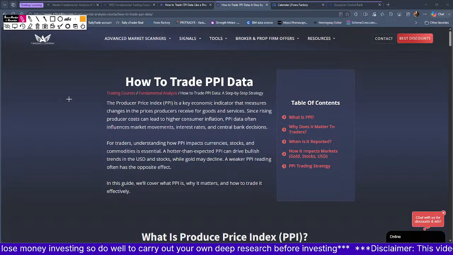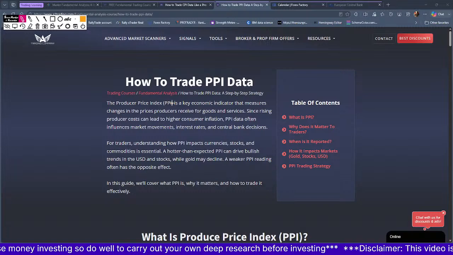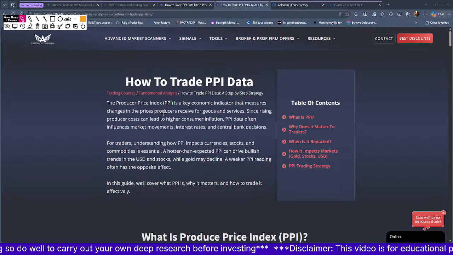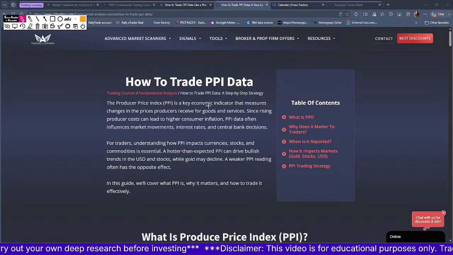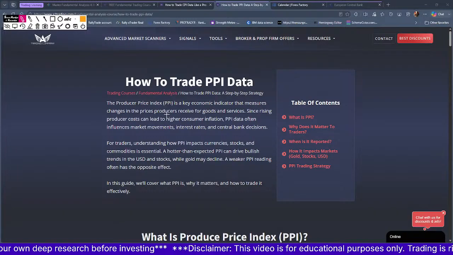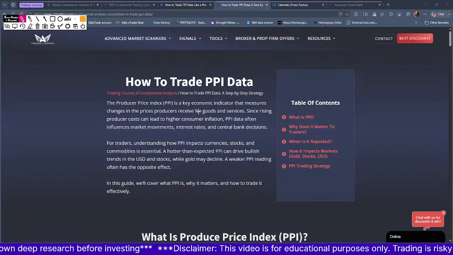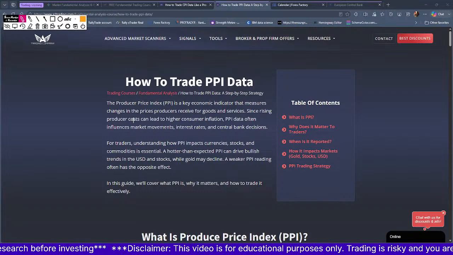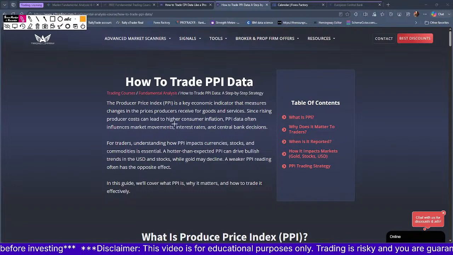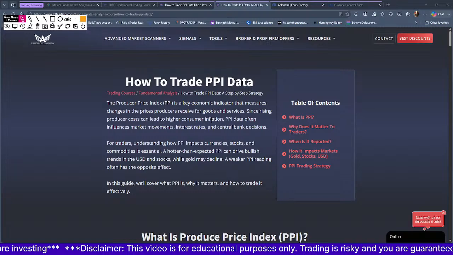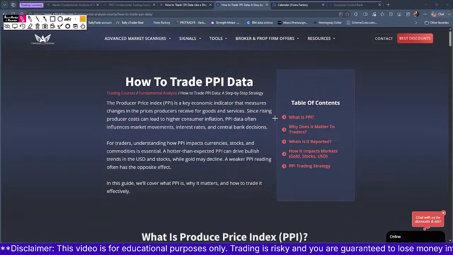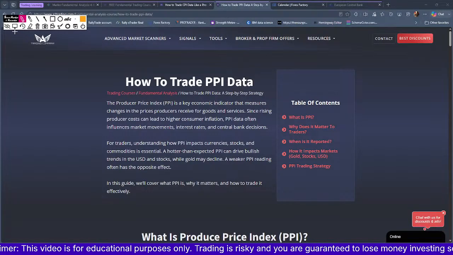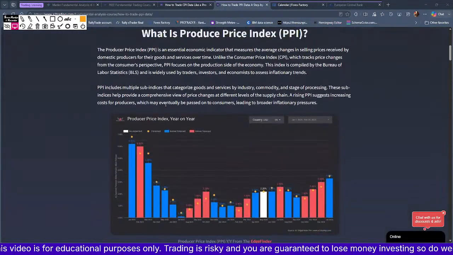Now, how do you know the situation of these guys? PPI is a key economic indicator that measures changes in the prices producers receive for goods and services. Since rising producer costs can lead to higher consumer inflation, PPI data often influences market movements, interest rates, and central bank decisions. So let's just scroll down and go straight into the meat of the stuff, right?